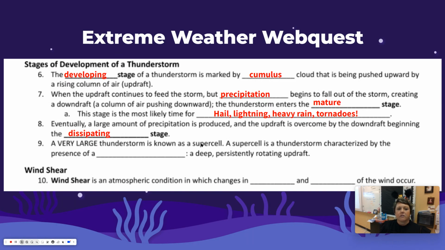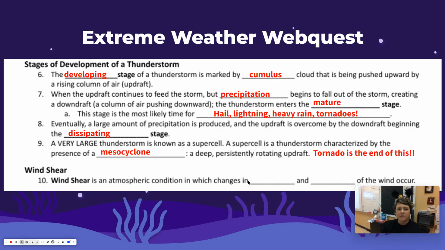A very large thunderstorm is known as a supercell. And a supercell is characterized by the presence of a mesocyclone. And it is a deep, persistently rotating updraft. Sounds like a tornado. And a tornado is at the very end of it, but the whole thing is called a mesocyclone.